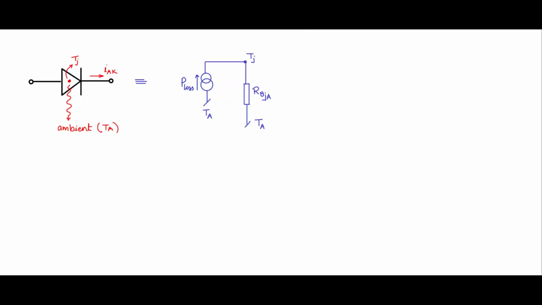Now consider this visualization where we have the heat flowing from the junction to the ambient, and we have represented it as a constant flow or a constant current block here with P loss as the value flowing through the junction and into the ambient with a thermal resistance R theta JA, or thermal resistance between junction and ambient.